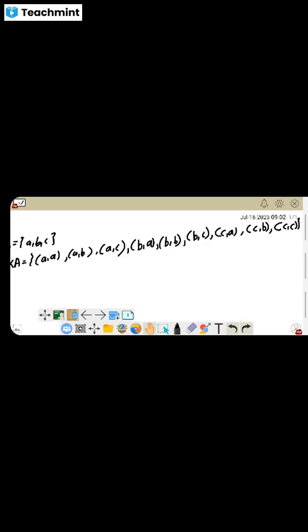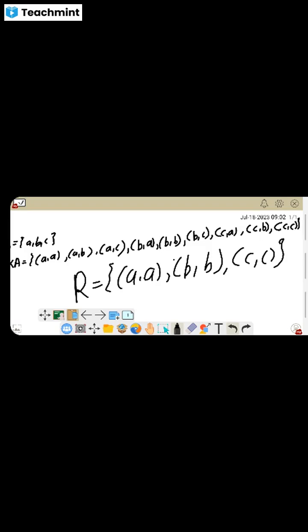If we have R is equal to A, comma A, B, comma B, and C, comma C, then we can say that this is a reflexive relation. Okay, got it? Yes, ma'am.